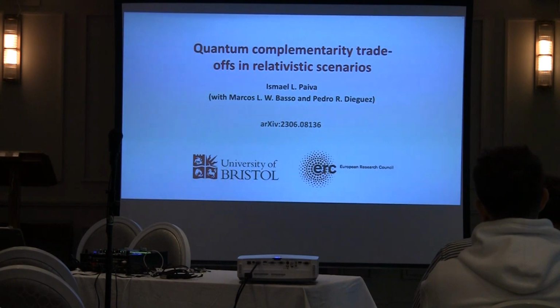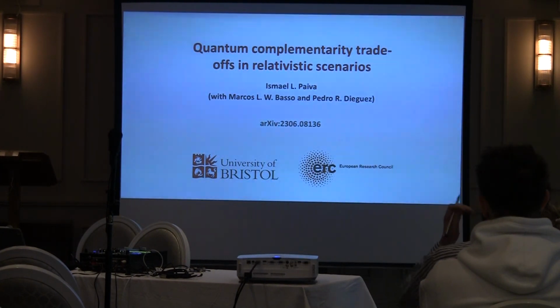So yeah, I'll be talking about complementary relations and relativistic scenarios. The title could also be Wigner rotation effects with complementary descriptions, because I will basically consider particles existing in this scenario. I worked on this with Marcus Bristol, who is a PhD student at the Federal University of ABC. Although the name, it's not a university created to teach the alphabet. ABC is actually the name of an area in São Paulo. And Pedro Diegues, who is a postdoc at the International Center for Theory of Quantum Technologies.